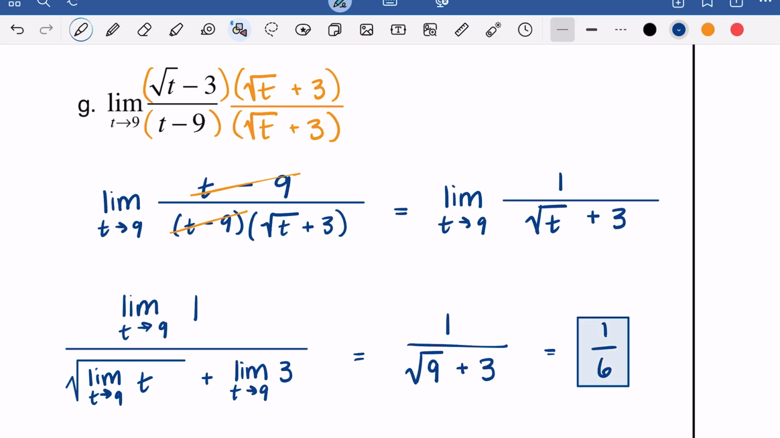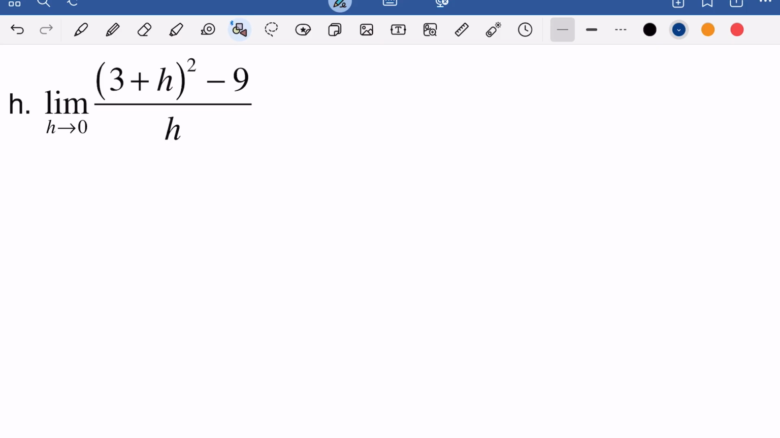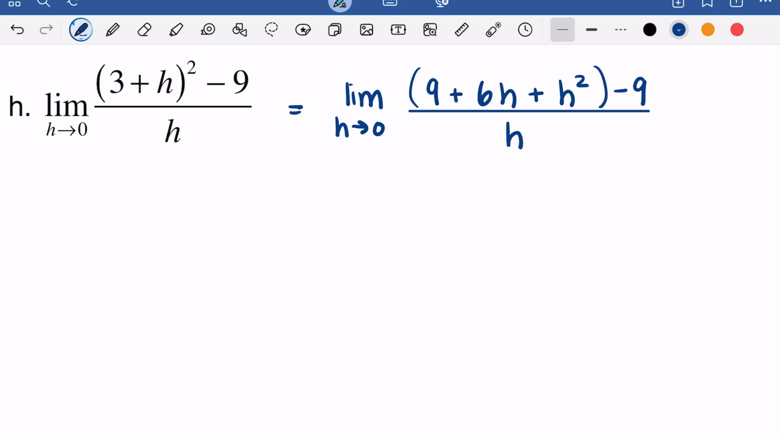Part H, once again, h approaches 0 is not in my denominator, but I see that my numerator is not simplified. We're going to simplify it and see if I can get some h's to reduce. So in distributing the 3 plus h, I'm left with 9 plus 6h plus h squared. And now I can ignore those parentheses because I have like terms, and the 9 and the 9 cancel. That leaves me 6h plus h squared over h.